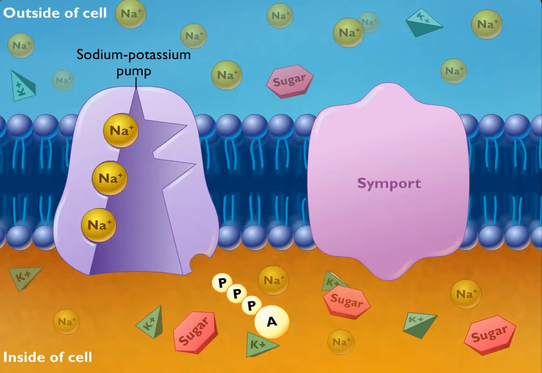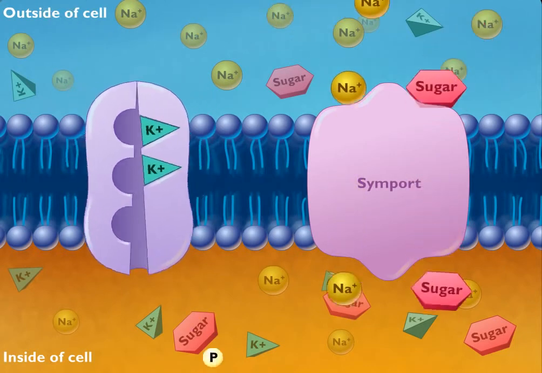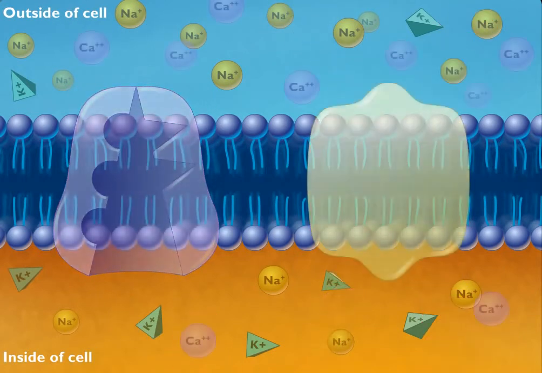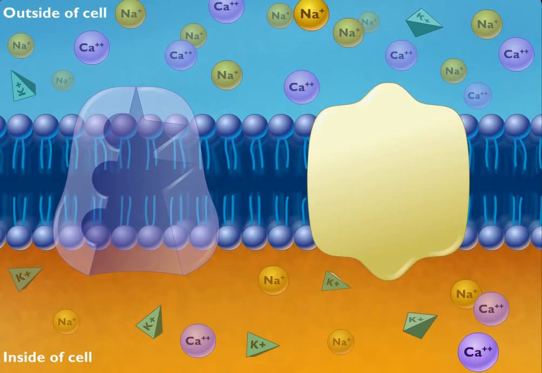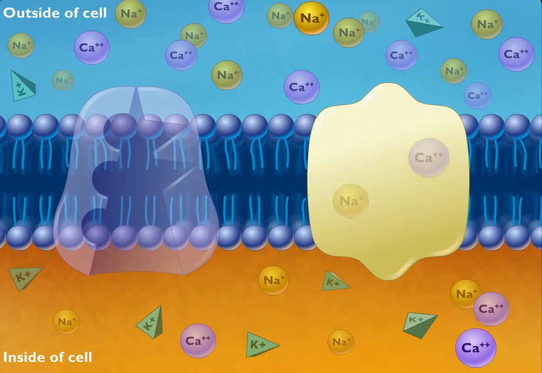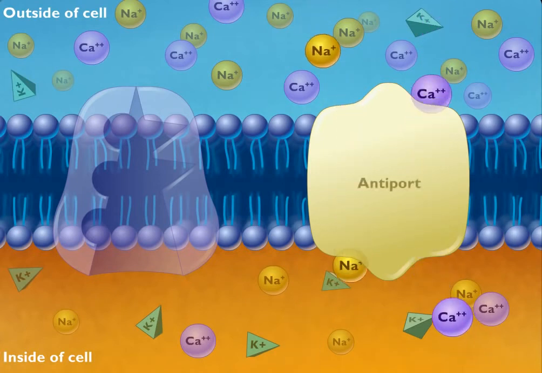In a related process called countertransport, the inward movement of sodium ions is coupled with the outward movement of another substance such as calcium ions. As in cotransport, the sodium ions and the other substance bind to the same transport protein, called the antiport, but in this case they bind on opposite sides of the membrane and are moved in opposite directions. The low internal sodium ion concentration is maintained by the sodium-potassium pump.